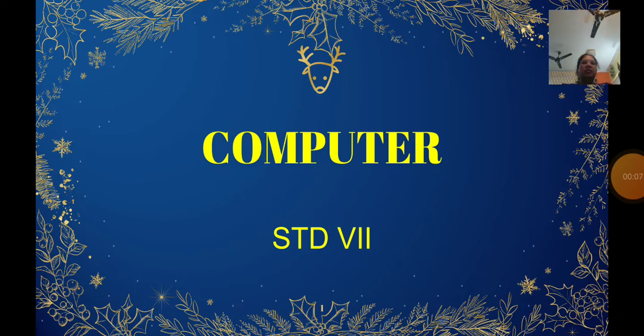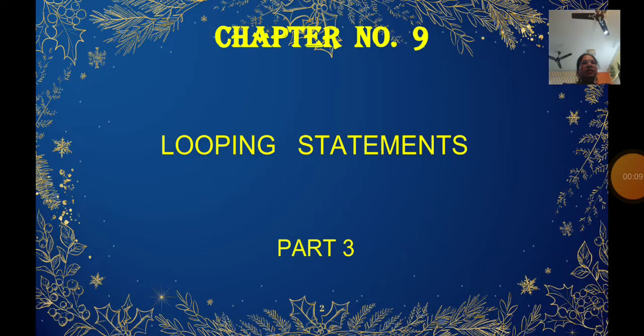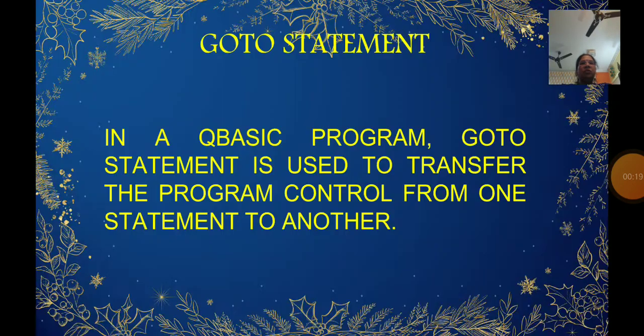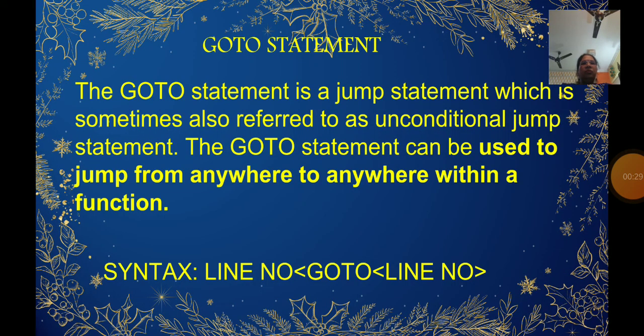In the last session, we started chapter number 9, that is looping statements. In that, we learned the goto statement. So, what is the goto statement? The goto statement is used to transfer the program control from one statement to another. The goto can be used as a conditional as well as an unconditional statement.